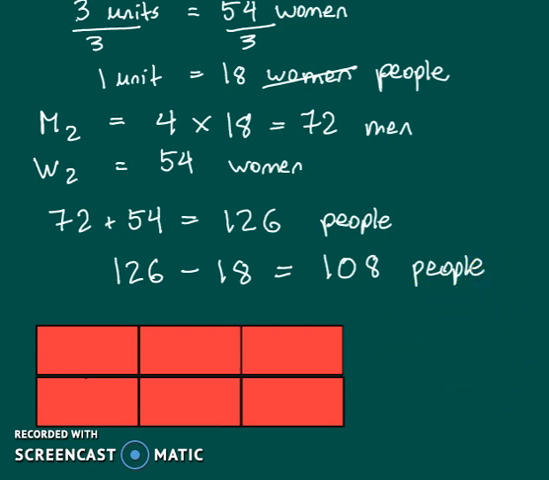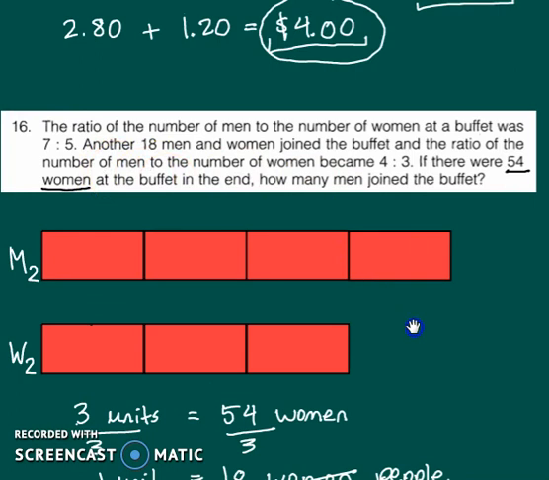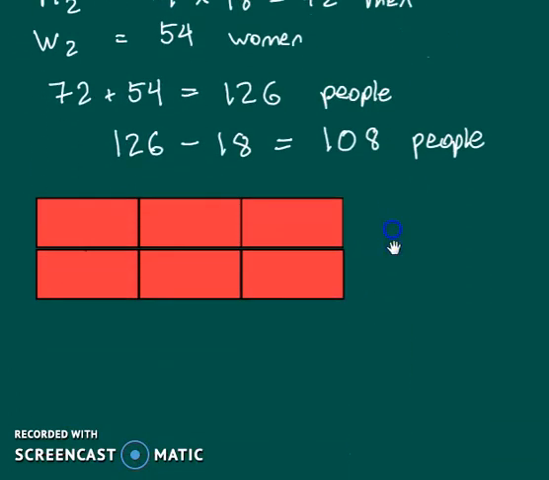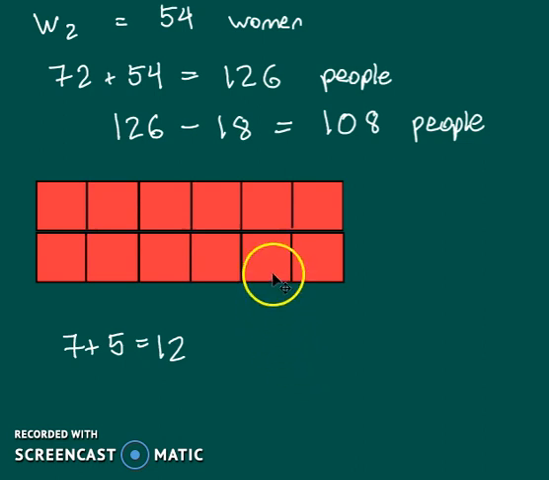So now the next thing that we have to do is figure out how many we had at the beginning. Now we know that the ratio initially of men to women was 7 to 5. So 7 units to 5 units altogether would make 12 units. Right now we have 6 units. So how do we get from 6 units to 12 units? Well, we can take the units that we currently have and split each of them in half. Now we're left with 12 smaller units.